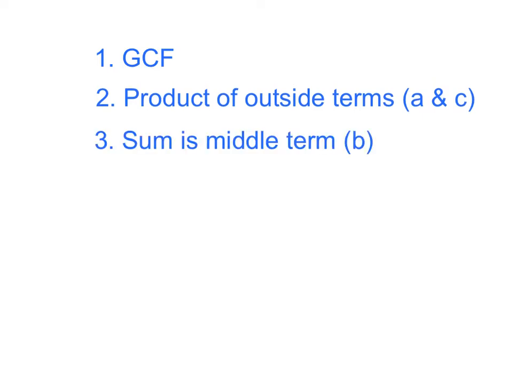To summarize, remember you're first going to look for a GCF for any trinomial. After you've taken care of the GCF, we can factor it by grouping. When factoring by grouping, we're going to look for the product of the outside terms, that's A and C. The two numbers we're looking for will have that product. The sum we're looking for will be the middle term, or B.